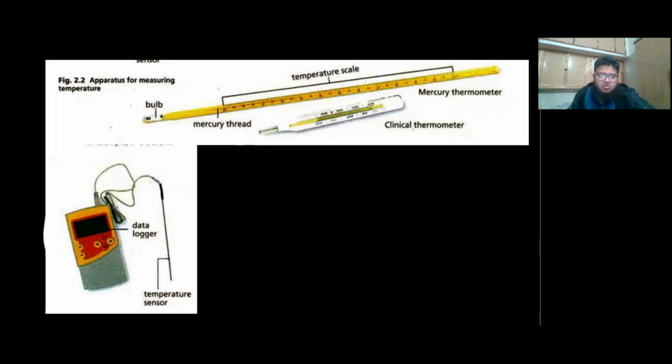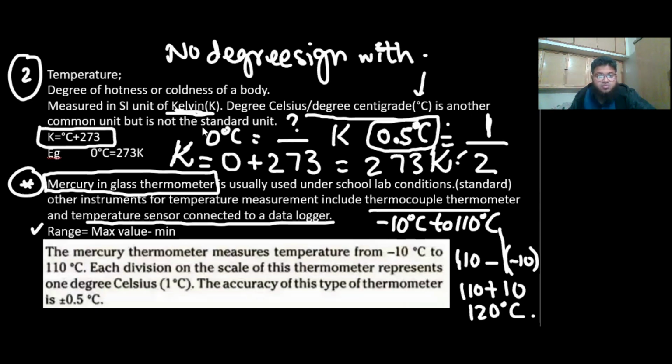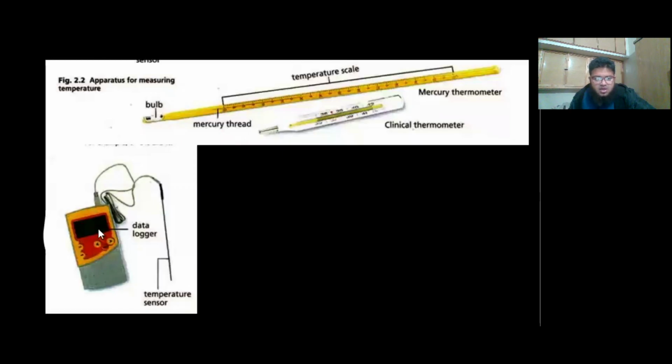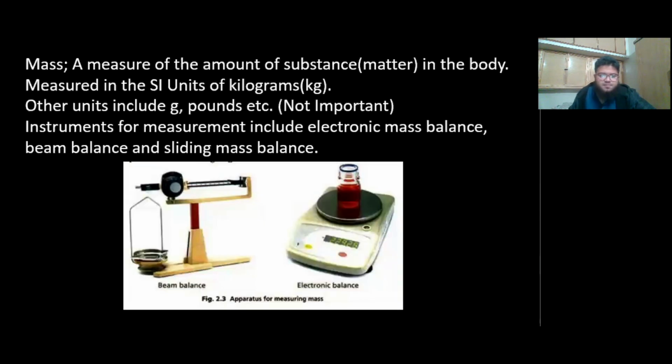Okay, and this is how the data logger along with the temperature sensor looks like. Remember, I talked about the data logger and temperature sensor somewhere over here. This is a temperature sensor connected to a data logger. This is a data logger, a machine, and this is a temperature sensor, and they're connected to each other by this wire. So the temperature that is sensed by this temperature sensor is recorded in digits on this data logger. But again, this is not very important. Moving on.